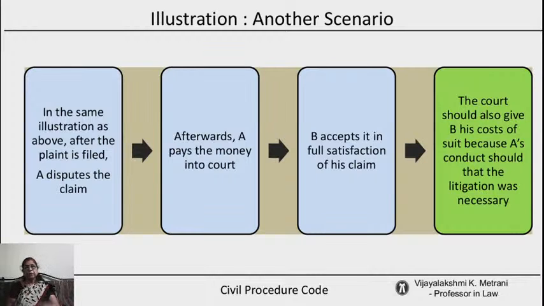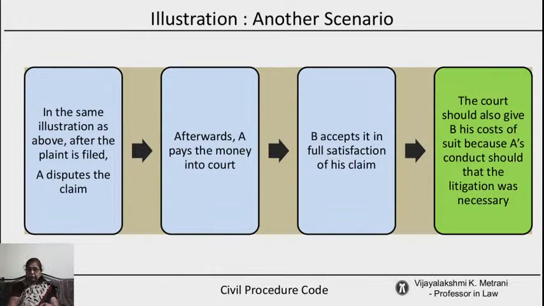Afterwards, he comes and pays the money to the court, which means that he knew very well earlier that there was a debt and he had to pay the money to the court. Then B accepts it in full satisfaction of his claim. What happens now? The scenario is different, because A, who was a defendant, knew very well that he has to pay the money, but he has disputed the claim, saying that I have not to pay. Later on, he realizes that he has to pay the money, and then he pays it, which shows his conduct.